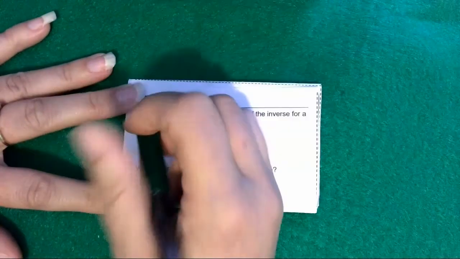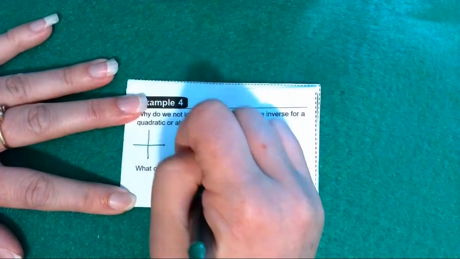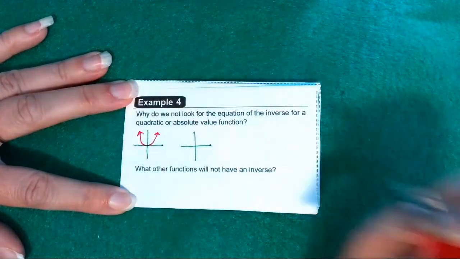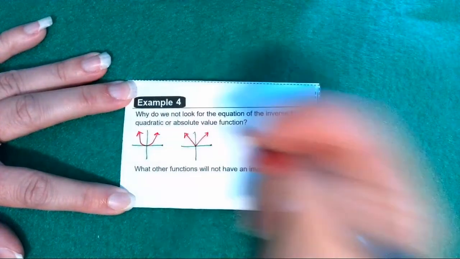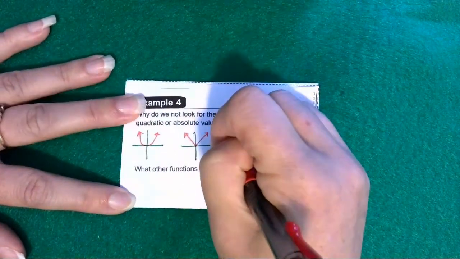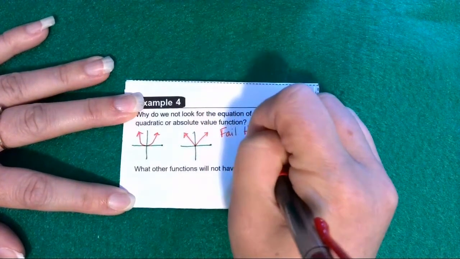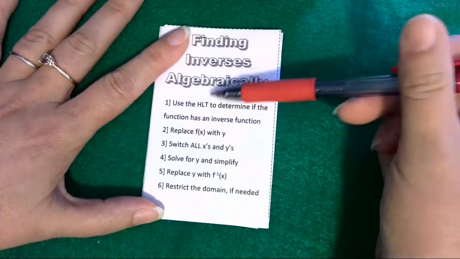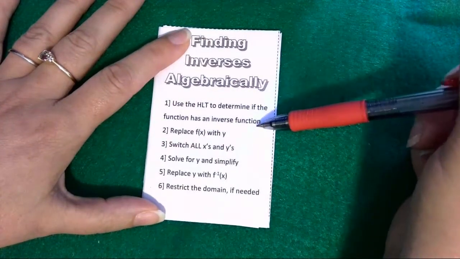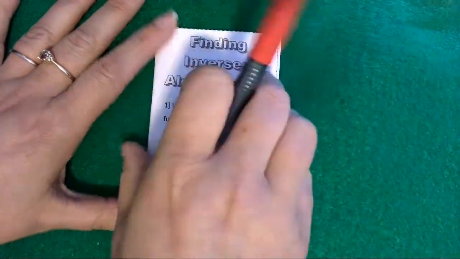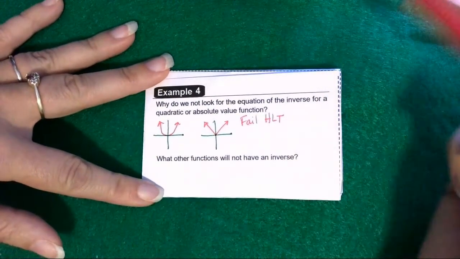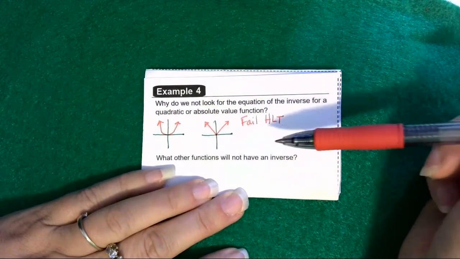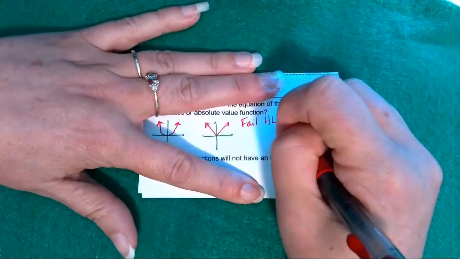And if we think about why that would be, the parent graph of the quadratic function is a parabola, right? The parent graph of the absolute value function is a V shape, and both of these fail the horizontal line test. Okay, and if you recall, in our first step on the front, we were instructed to use that horizontal line test to determine if the function has an inverse function. Since the quadratic and the absolute value fail that horizontal line test, they are not one-to-one. So they're not going to have an inverse that is also a function.